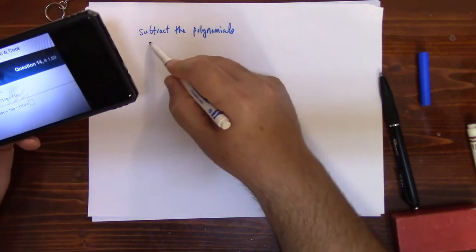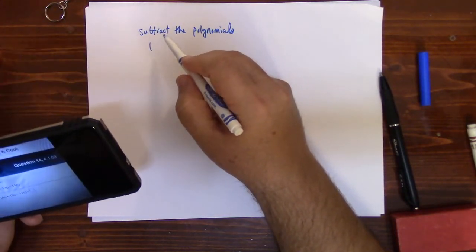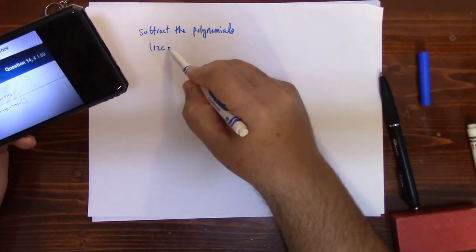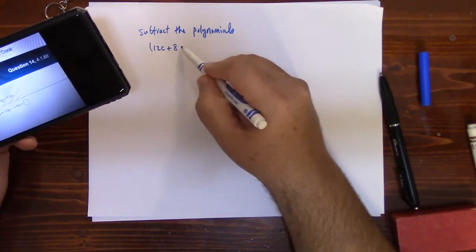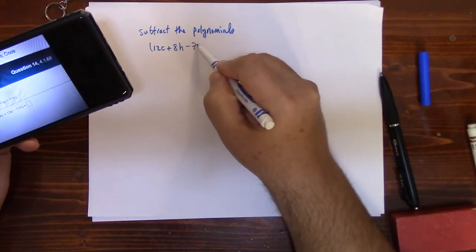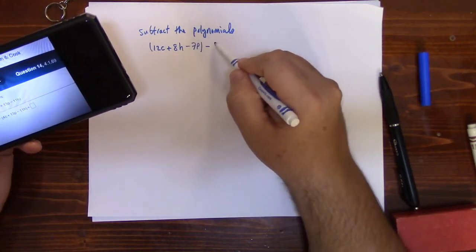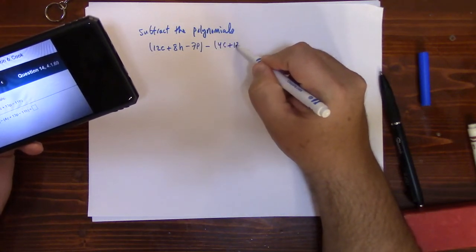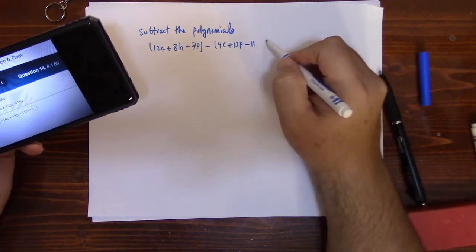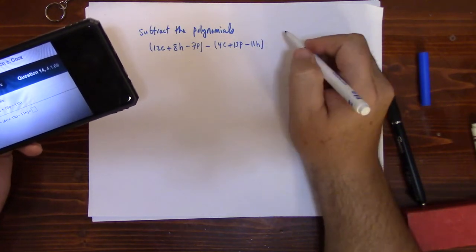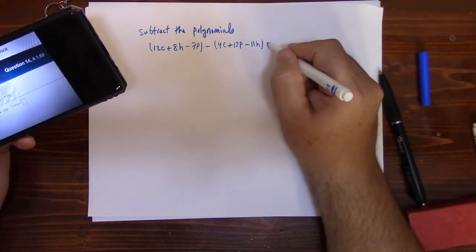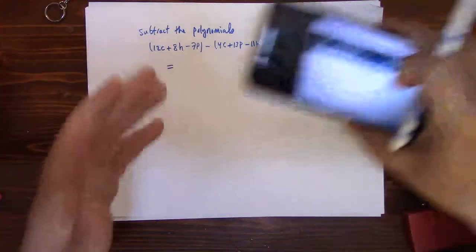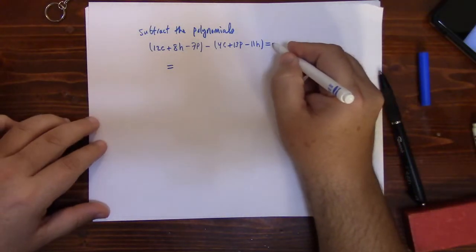So we've got 12c. I guess you probably couldn't see my phone, so I'll just look at it. 8h minus 7p minus parentheses 4c plus 13p minus 11h, if I've copied that down right for mine. So we're supposed to subtract them, right? And so I'm going to go ahead and do my work down here, if you guys don't mind.